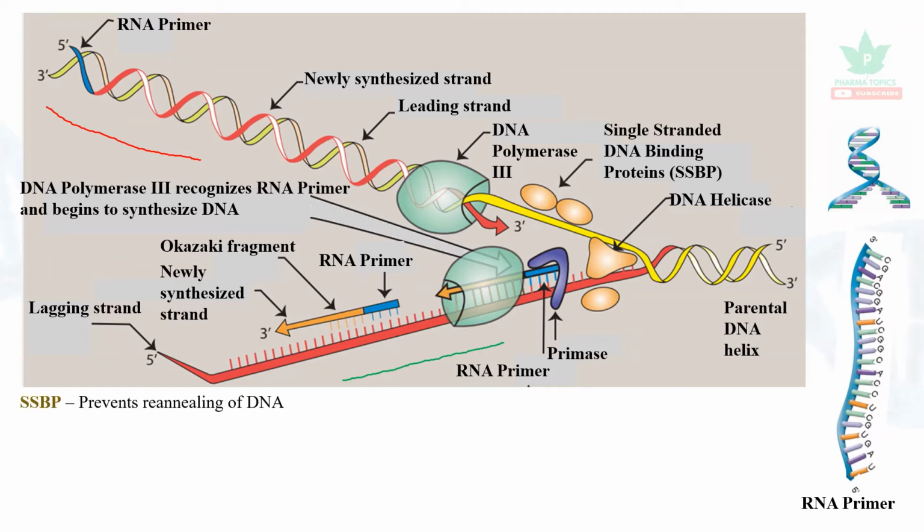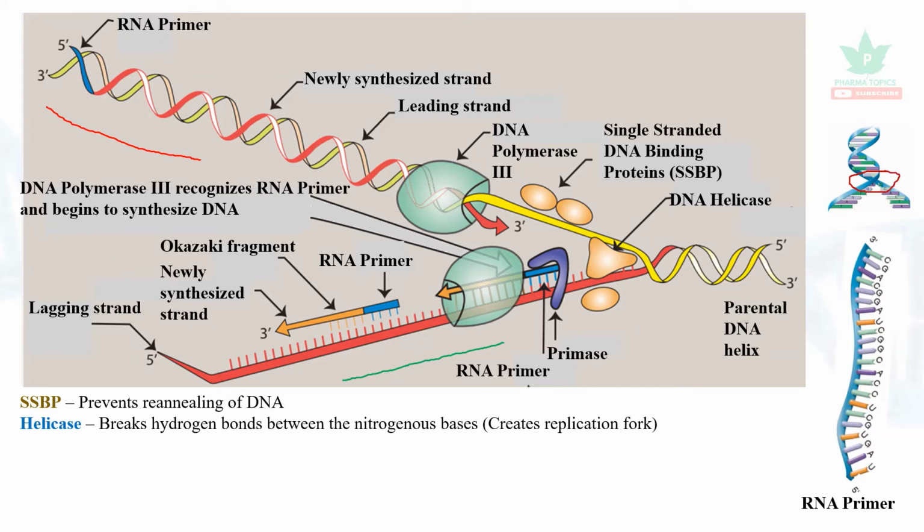So the most important protein is the single-stranded binding protein, which prevents re-annealing or reattachment of the DNA. Helicase breaks the hydrogen bonds between the nitrogenous bases and creates a replication fork. Actually, the replication fork is generated like this. Here, the replication fork will be generated where the DNA gets unwound.